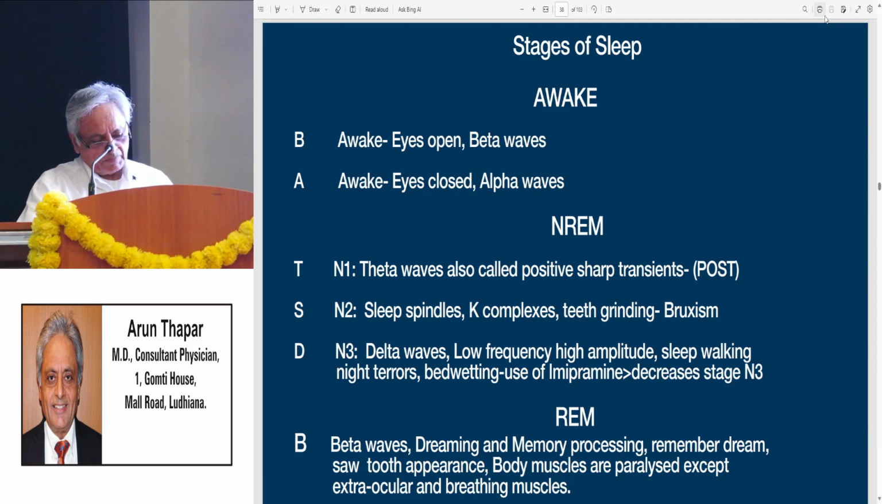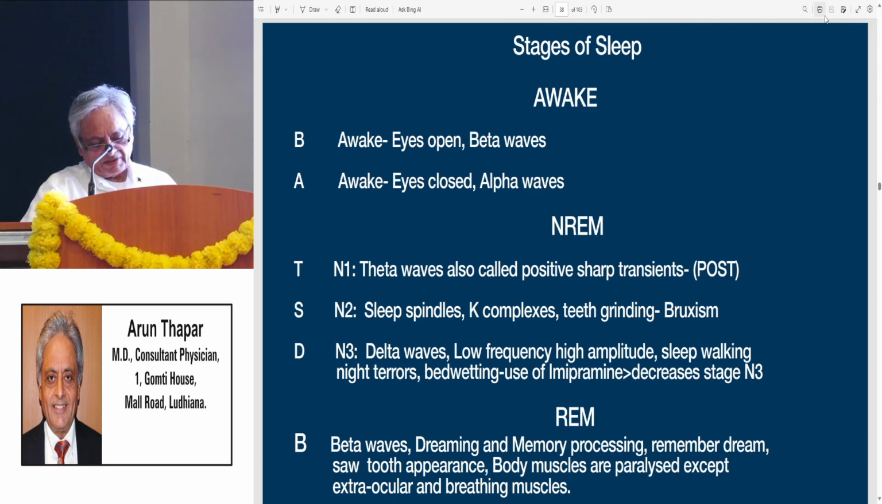For N3, you have D, the delta waves, which are low frequency and high amplitude waves. Sleepwalking and night terrors are observed in this phase. Often bedwetting, if you try to have patients clinically, bedwetting is there, and we use imipramine clinically because that's the only drug which decreases the phase N3, and this is abolished. You can absolutely cure the bedwetting part. So N3 stands for D, delta waves, low frequency, high amplitude, sleepwalking, night terrors.